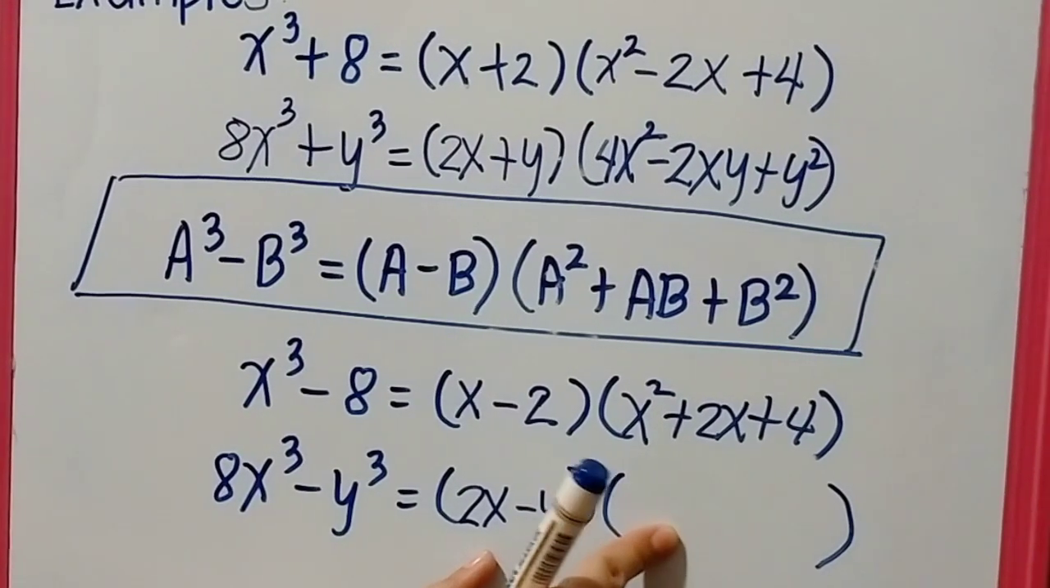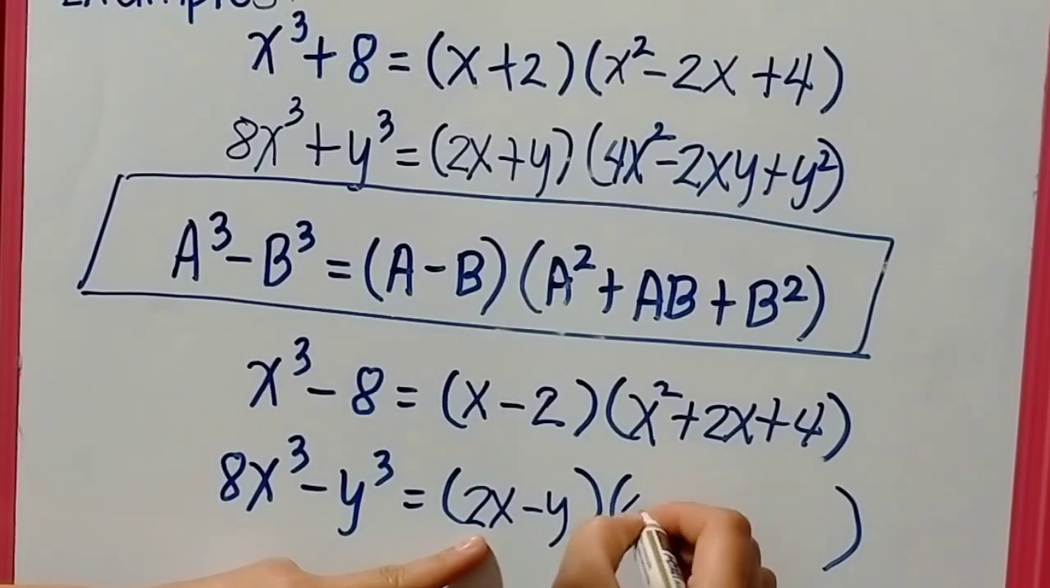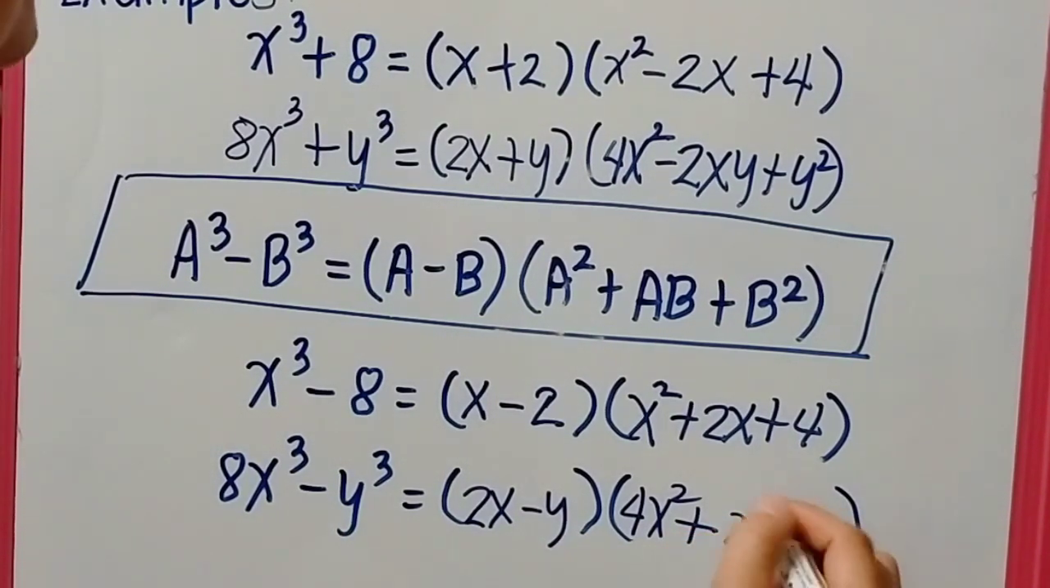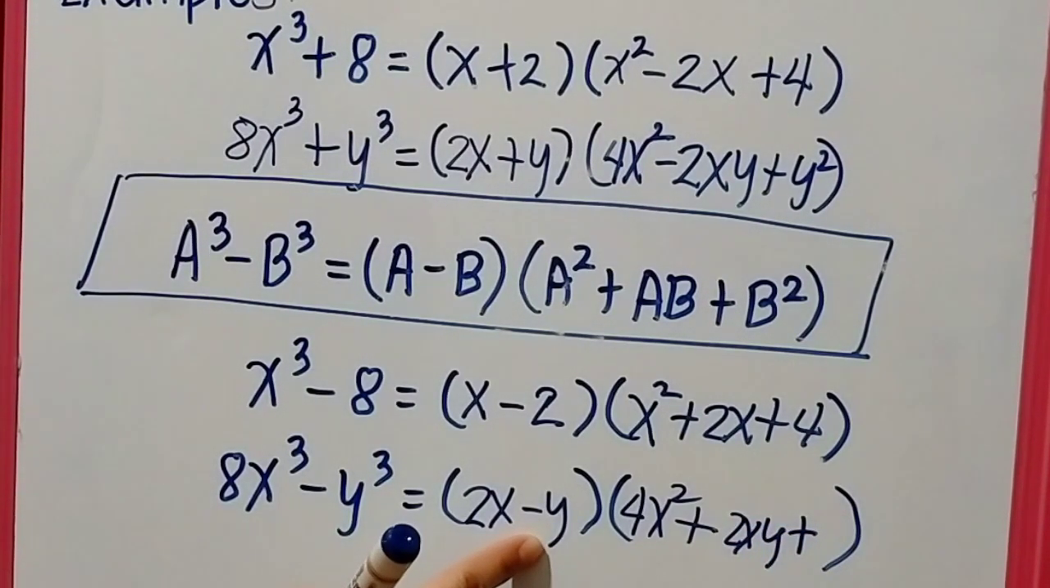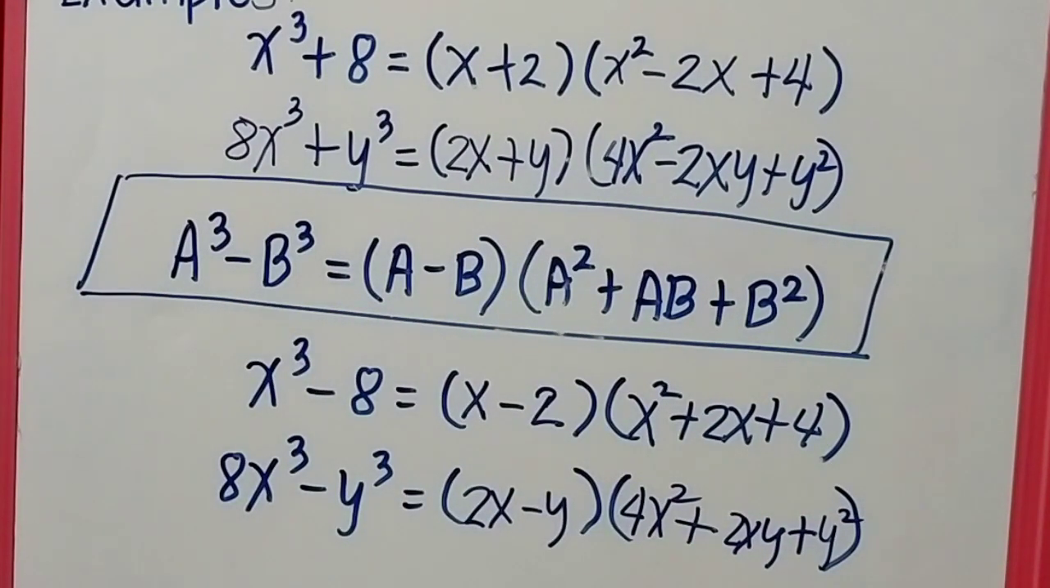The first term of the second factor will be the square of 2x. 2x times 2x is 4x squared. The second term will be the product with the opposite sign. 2x times negative y is negative 2xy. The opposite of that will be positive 2xy. And of course, the last will be the square of negative y. Negative y times negative y is positive y squared. So that's how we factor sum and difference of two cubes.